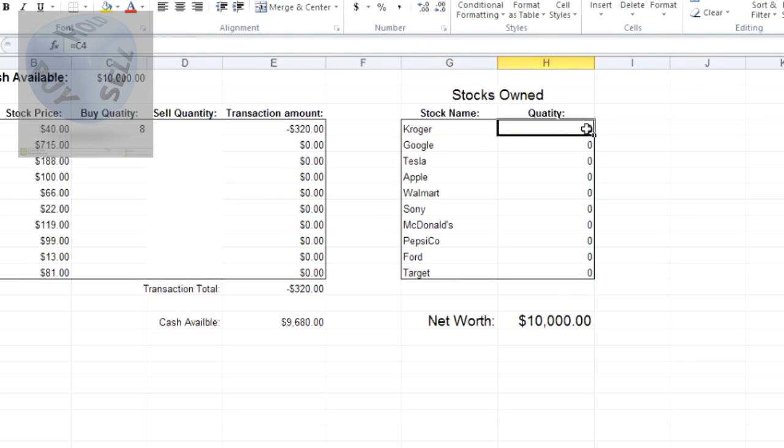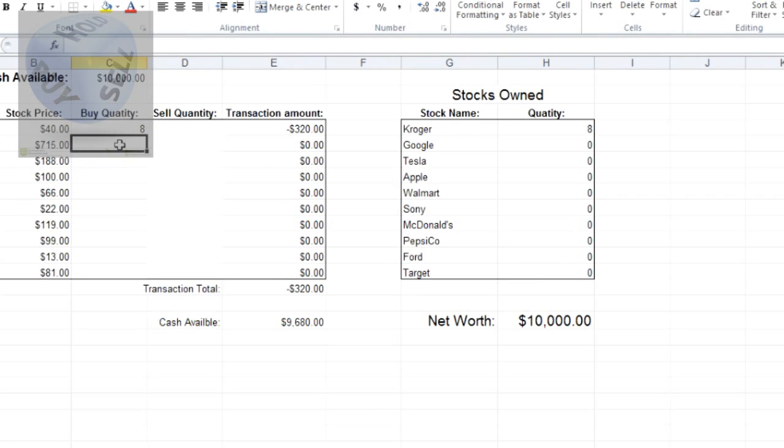I also have all of my stocks owned right over here. Okay, so of my Kroger, now I own 8 because I just bought 8. But maybe next round I sell 3. This would then become 5. Again, this is a formula of how much I have going on here. In the future, you'll see all these numbers change, and it keeps track of it all for me. So the only thing you need to be ever changing is just these two columns right here. How much are you buying? How much are you selling?